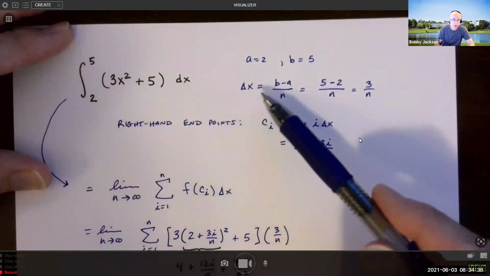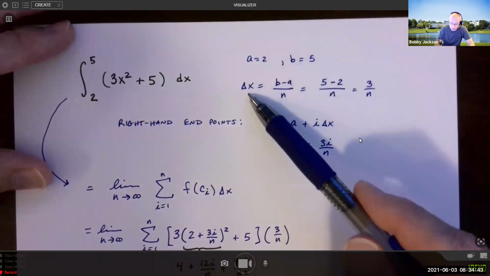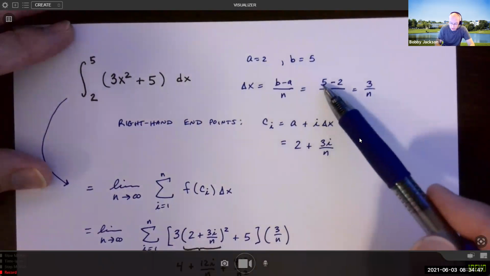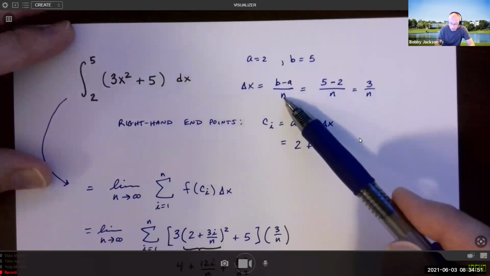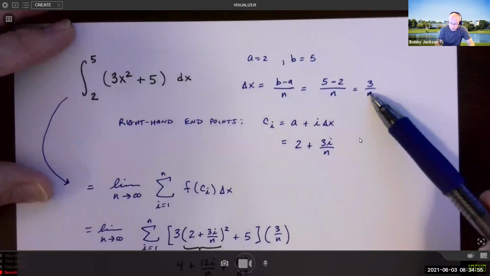So we're going from a lower limit of 2 to an upper limit of 5. The width of each interval, delta x, is going to be b minus a, the length of that interval from 2 to 5, which is 5 minus 2 is 3, over the number of subintervals, which is arbitrary, right, number n. So 3 over n is the width of each subinterval.